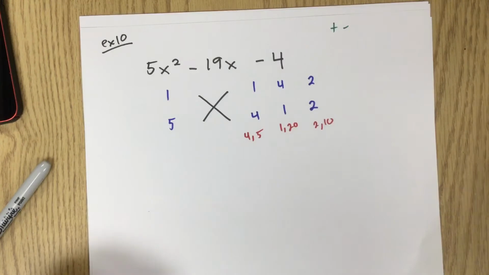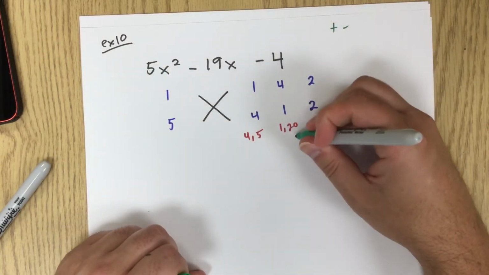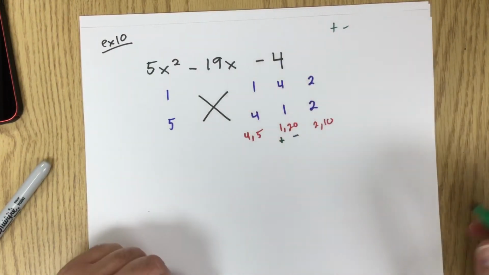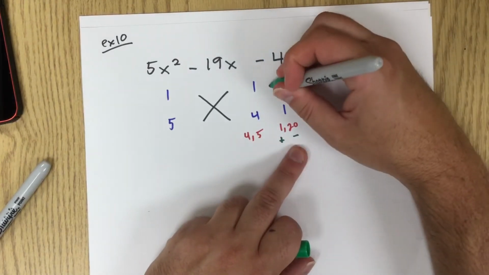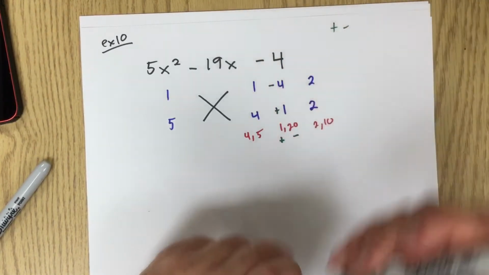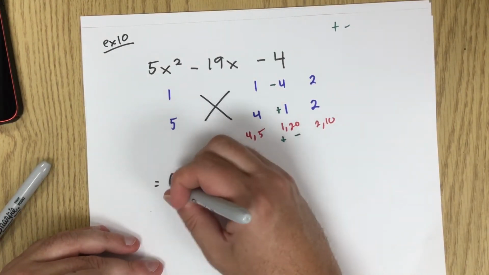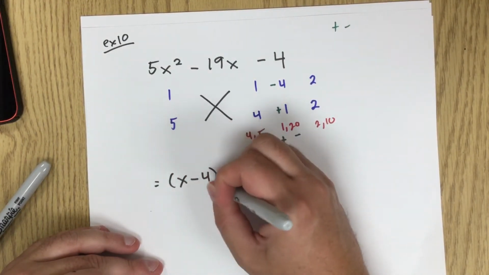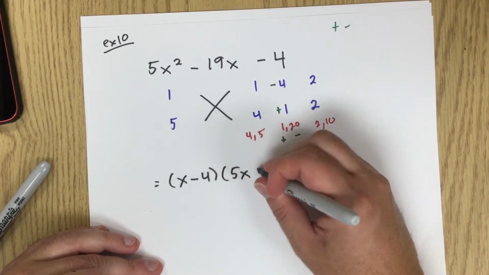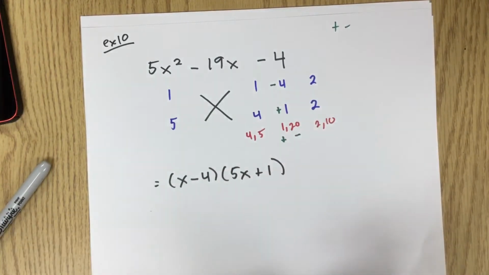We need to get negative 19. So to get negative 19, this one has to be negative, and that one has to be positive. So to get negative 20, that one's going to be negative, that one's going to be positive, and we're going to end up with x minus 4, 5x plus 1.